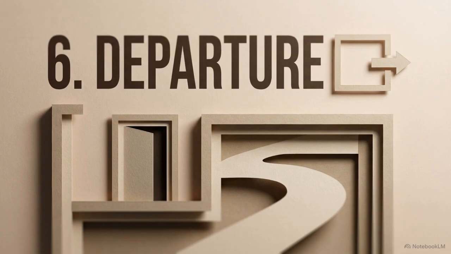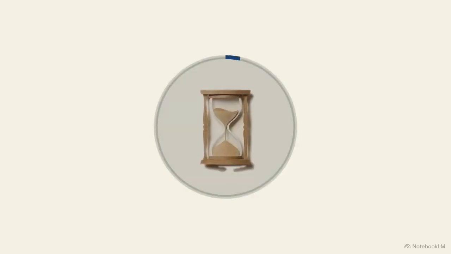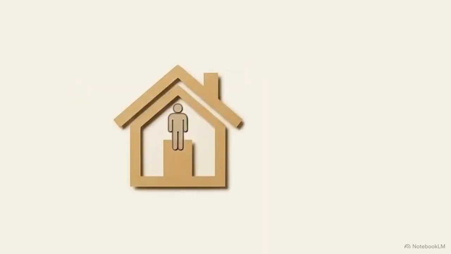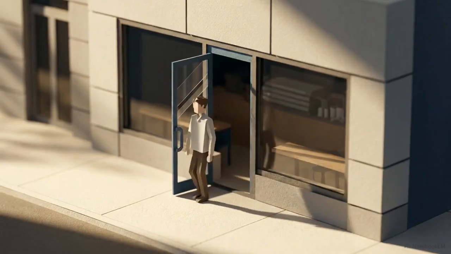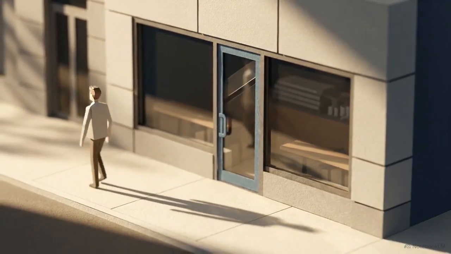Question 6. You are leaving the cafe. To express moving from inside an enclosed space, which hook is needed? Select the correct word variation from the options on screen. 5 seconds. The answer is option C, kahvilasta. The sta hook represents the specific motion of moving out of an enclosed space. Moving between spaces or using negative verbs changes the physical logic of the word endings you must apply.